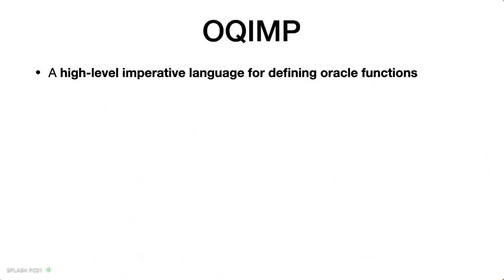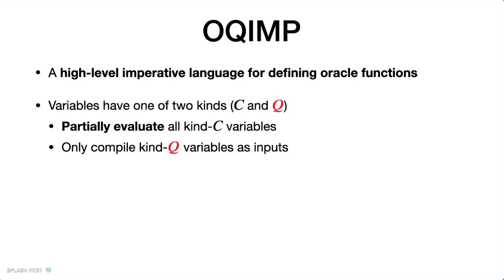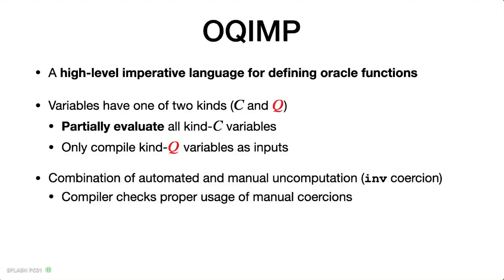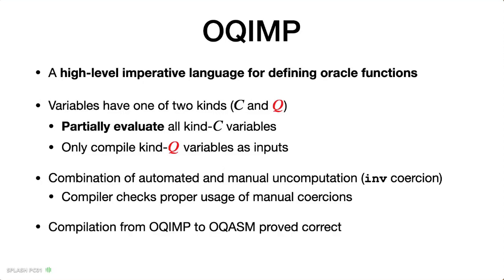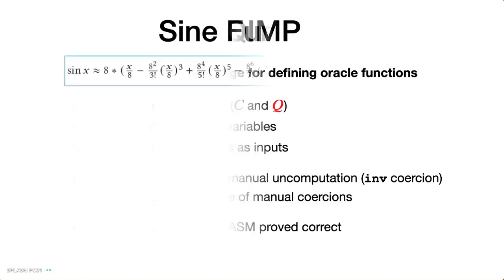Okay, just briefly, as I mentioned, OQIMP is this high-level imperative language. We have two kinds of variables in the language, ones that are intended to be classical and ones that are intended to be actual inputs to the circuits and therefore could be quantum. And the nice trick is that we use partial evaluation on the classical inputs so that instead of treating them as constant wires, we're able to fold them into the generation of the final circuit.